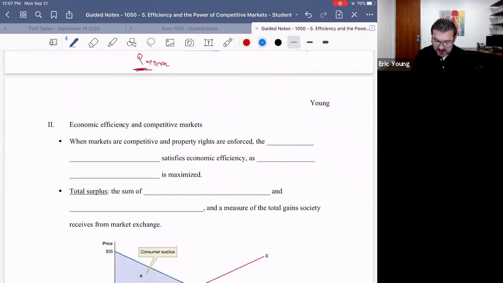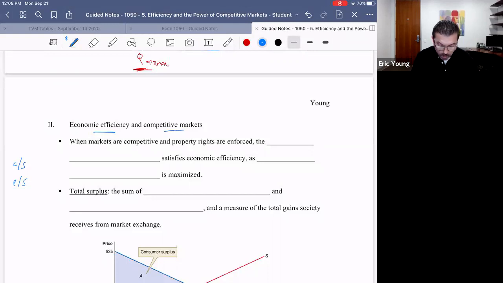In order to understand economic efficiency and the idea of competitive markets, we're going to turn back to something that we touched on before, and that's a discussion of consumer surplus and producer surplus. We introduced those briefly in our discussions on the supply and demand curves. Now we're going to put them to use.